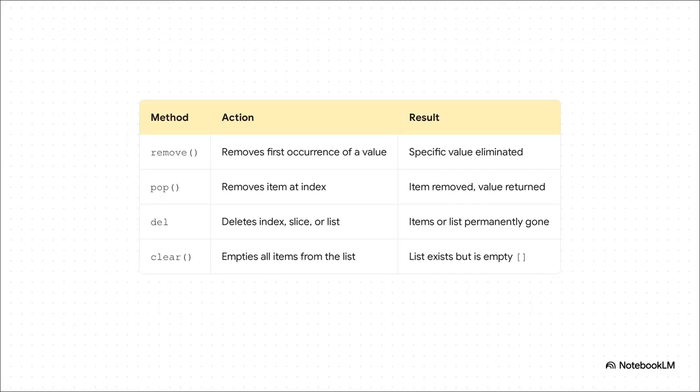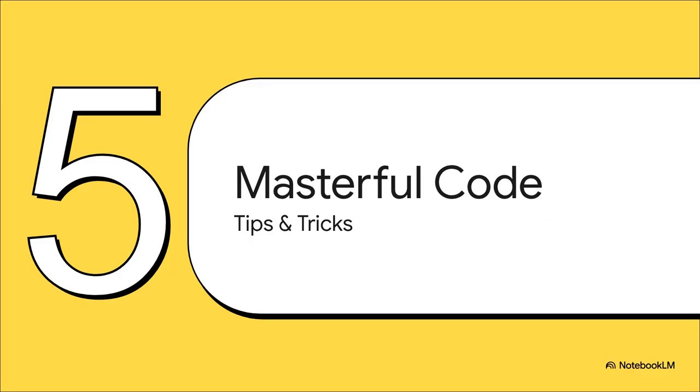So let's do a super quick recap of how to choose. Just ask yourself a simple question. Do I know the value of what I want to remove? Use remove. Do I know its position and do I need to get that value back? Use pop. Do I just want an item at a certain position gone for good or a whole slice of items? Use del. And if you want to wipe the list totally clean but keep the variable around, that's when you use clear.